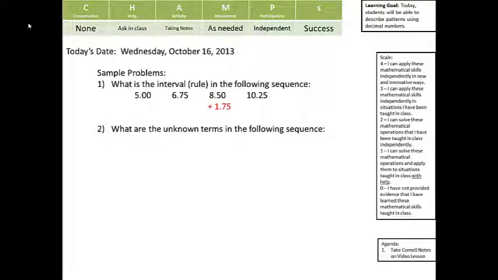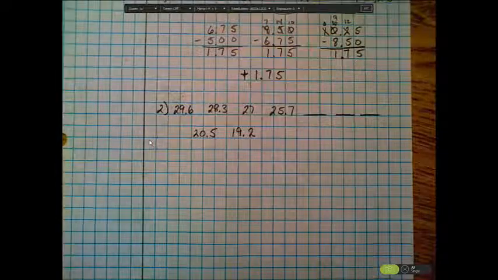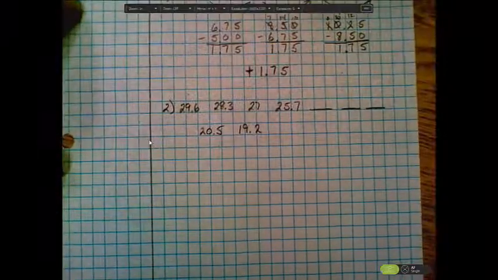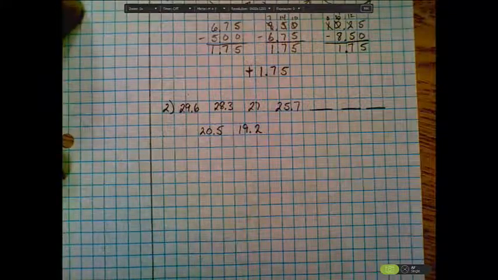In this particular sample problem, we're going to be looking at a list of numbers, and we need to identify what those unknown terms are. So we're going to identify what the interval is, and then once we find out what the interval is, we can determine what the unknown terms are. So here we are. We have our sample problem here.